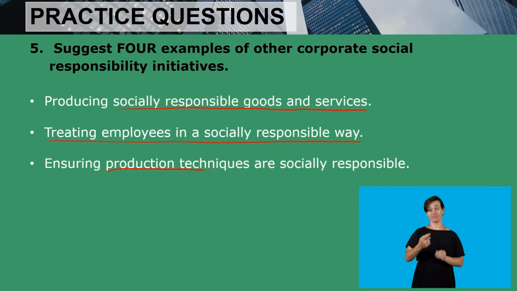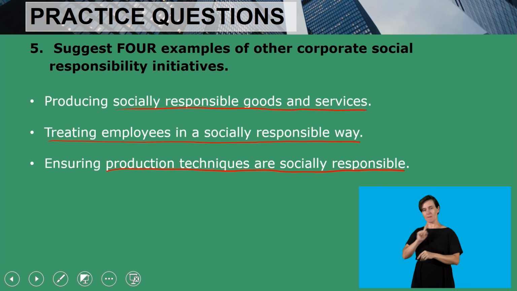Ensuring production techniques are socially responsible, making sure that when we produce our products in a business, they do not harm the environment. They do not harm the people who are outside the business, but making sure that our production techniques are hygienically good for the environment as well as our employees who will be producing those particular goods.